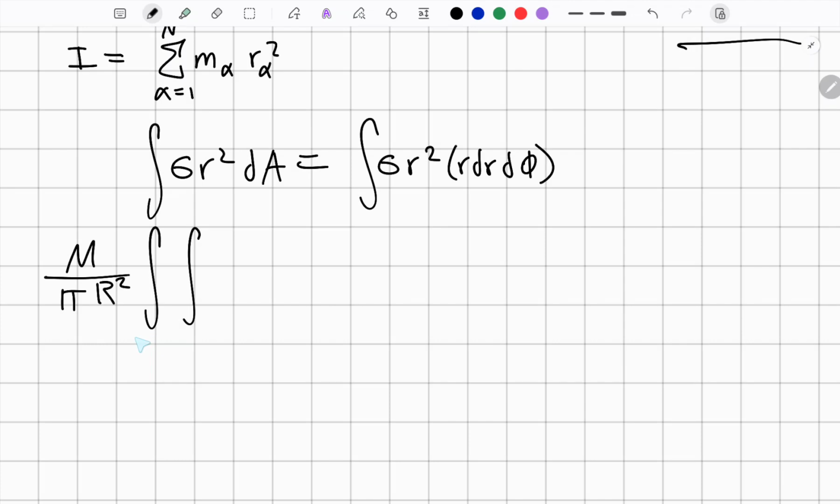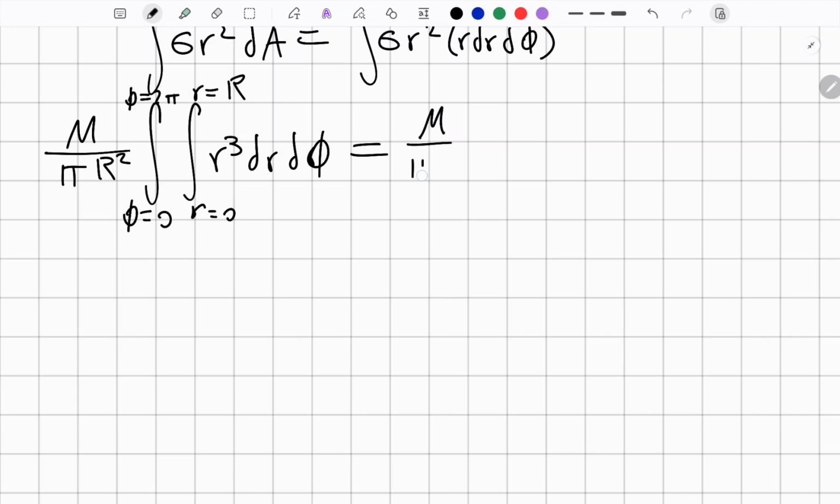Because we're working our way around an entire circle, we're going to have phi equals 0 all the way up to phi equals 2 pi, and then we're going to integrate from r equals 0 to r equals the radius of our disk. And we can work out those r squared times r. We're going to end up with r cubed dr d phi. And this is a fairly simple integral to work out.